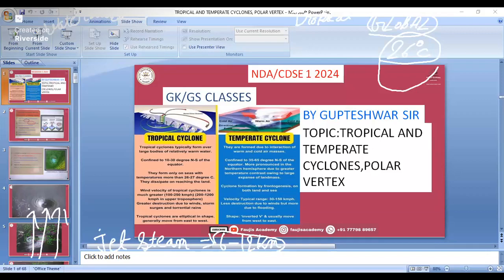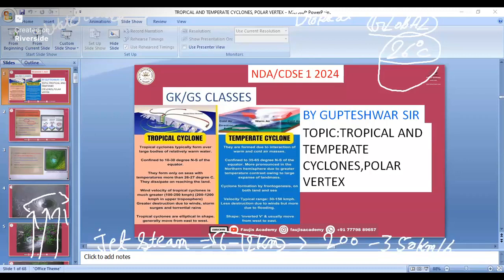Now if the cloud formation is happening on this side, when the jet stream is blowing, and you all know that it has a speed of 200 to 350 kilometers per hour. So due to the high speed, what will happen? It will blow away all those clouds and take them with it and place them somewhere. Then there will be no formation of cyclones. So that's why there should be only a small variation in the vertical wind speed.